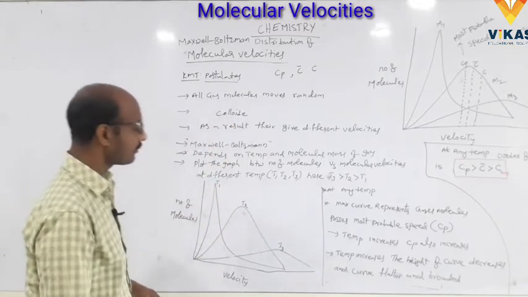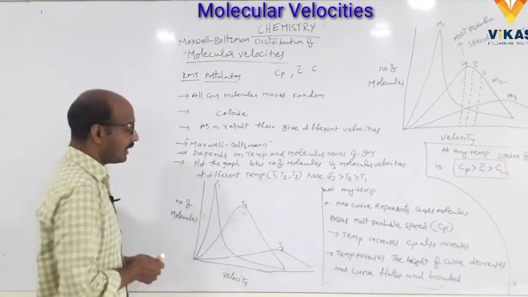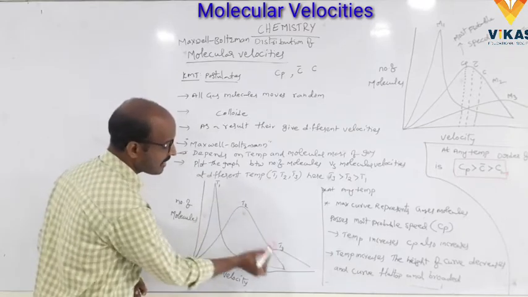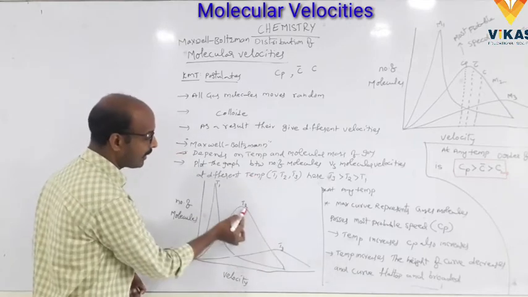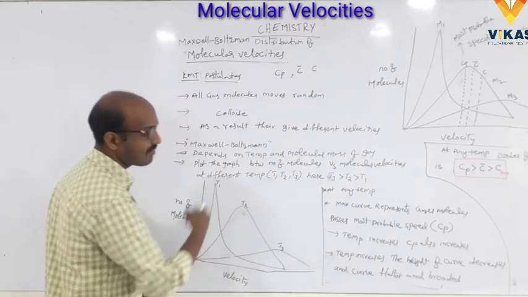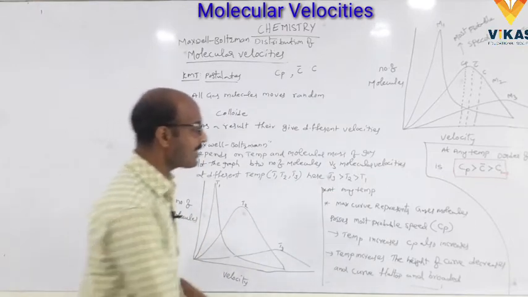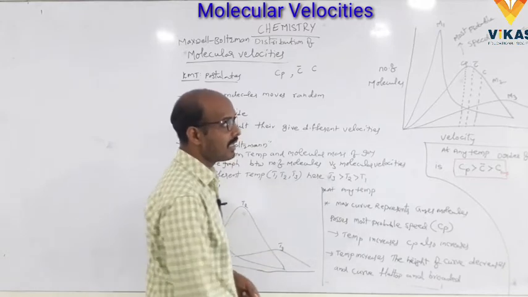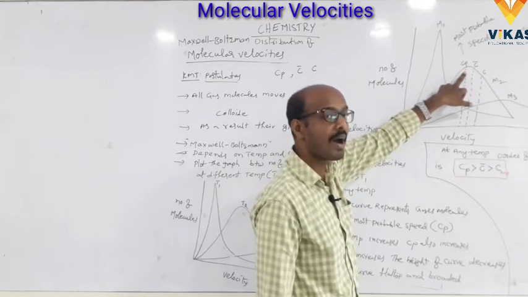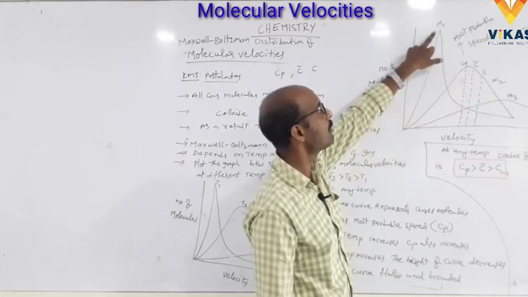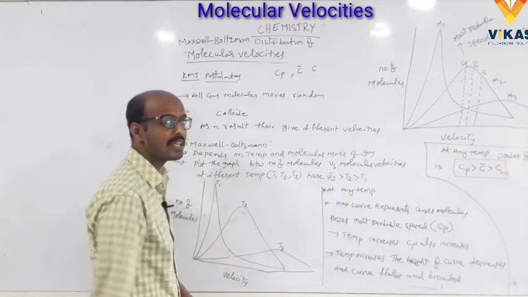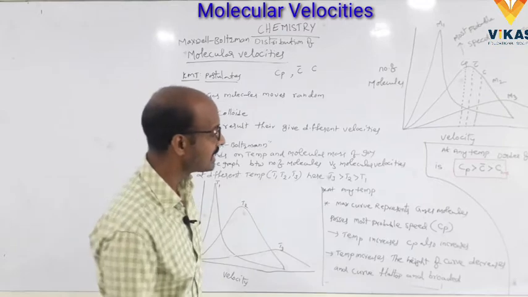At any temperature, the molecular velocity has a higher value and a lower value. The maximum of the curve represents the speed possessed by the maximum number of molecules. The speed possessed by the maximum number of molecules is called most probable speed, that is the Cp.